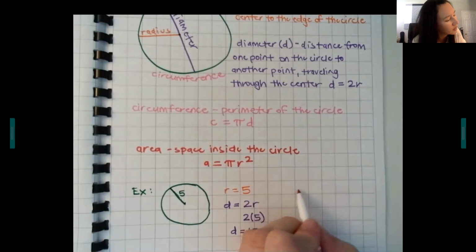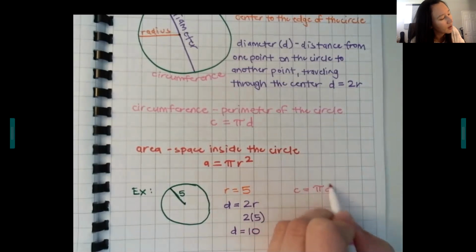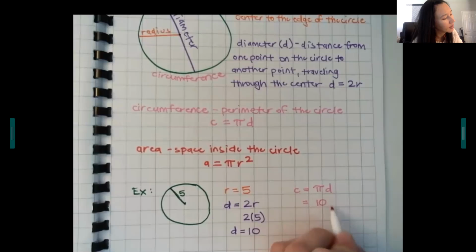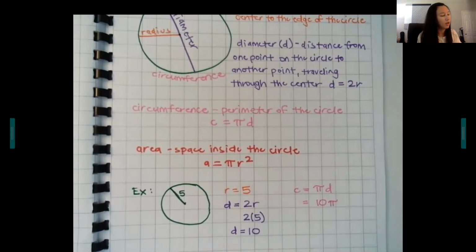Then to find the circumference, that is pi times the diameter. So our diameter is 10 times pi. And then we can do it on our calculator, which is 98.7. So remember, pi is that 3.14, and it has all those repeating decimals.